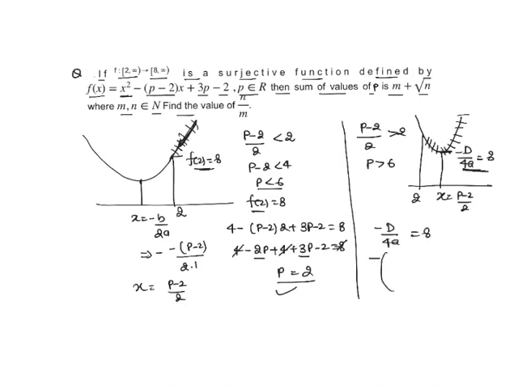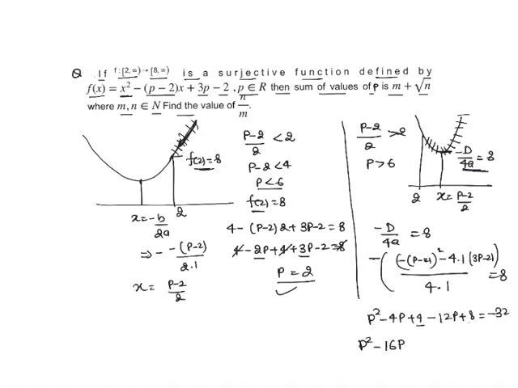So minus D is minus of (p minus 2) whole square minus 4 times a times c, where a is 1 and c is 3p minus 2, divided by 4a, with a being 1. It must be 8. So if I simplify this, p squared minus 4p plus 4 minus 12p plus 8 equals, taking this to the other side, minus 32. So p squared minus 16p, 8 plus 4 is 12, plus 32, equals 0. So p squared minus 16p plus 44 equals 0.